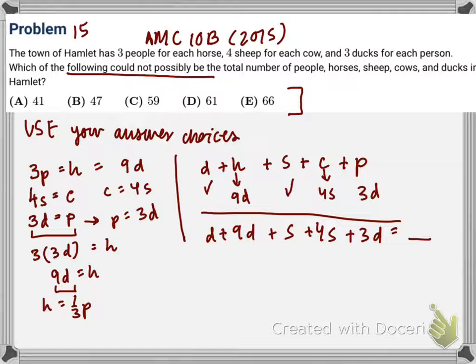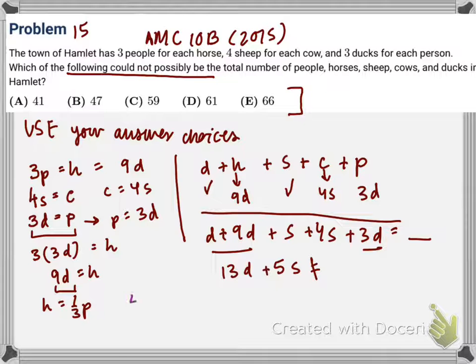So let me set this up. Let me group some like terms. I've got 13D plus 5S equals, or rather in this case, what can it not equal? So when I look through the options, now I'm going to see which of these make sense and which of them don't. And maybe at the beginning, I'm going to have to walk through a little bit slowly to see if they really make sense or not.